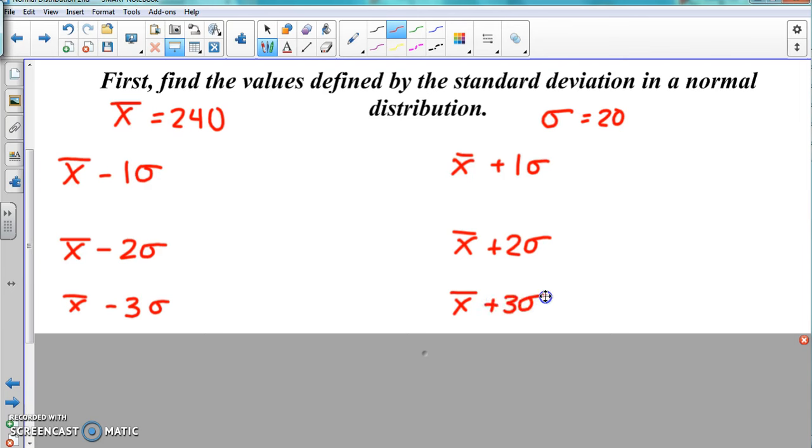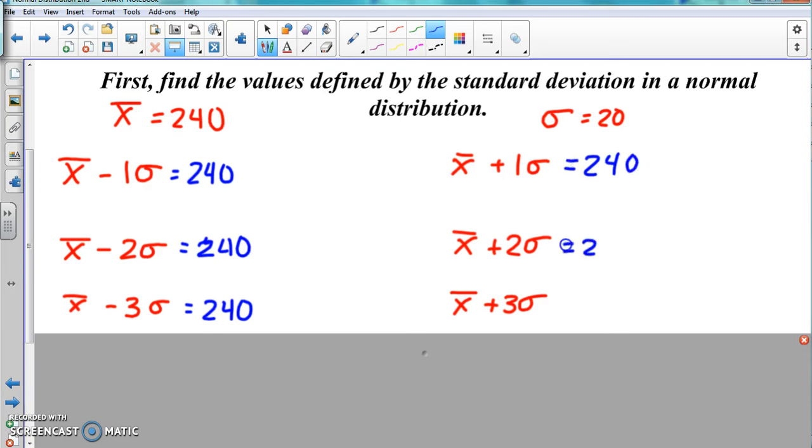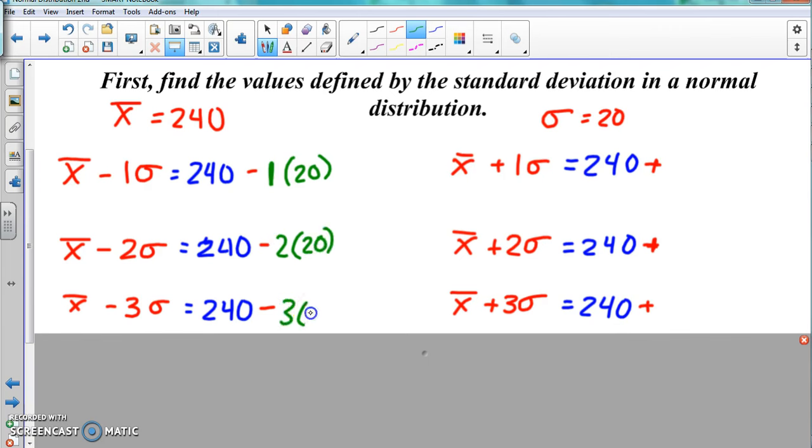All we're going to do is put the values in and find our numbers. The mean for each one of these is 240, so we put that first for each one. For this side, we do all subtraction signs, and for all of these, we do addition signs. Then we do one standard deviation, and standard deviation is 20. That's two standard deviations, and then three standard deviations. Again, one, two, and then three standard deviations.